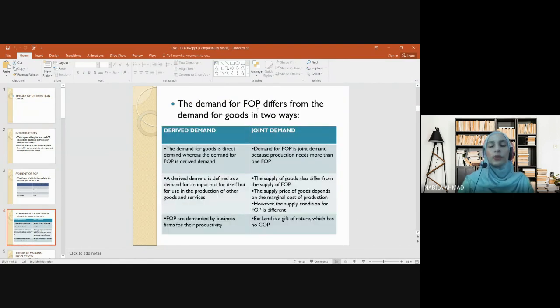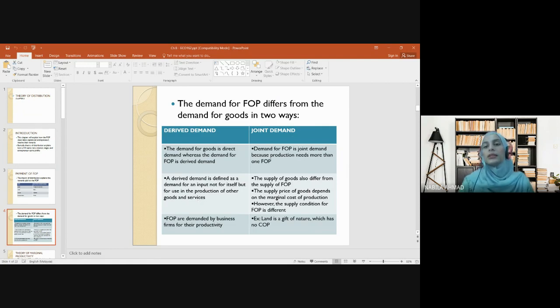Okay. So demand untuk factors of production ini dia berbeza dengan demand of goods and services. So demand of factors of production adalah derived demand. Kenapa dia derived demand? The demand for goods is direct demand, whereas the demand for factors of production is derived demand. A derived demand is defined as the demand for an input not for itself but for use in the production of other goods and services. Kalau kita beli barang, kita konsep perkhidmatan, itu adalah barang directly kita beli untuk kita guna terus. Tetapi kalau kita demand factors of production, kita adalah menggunakan factor of production untuk produce barang lain. So itu dipanggil sebagai derived demand.